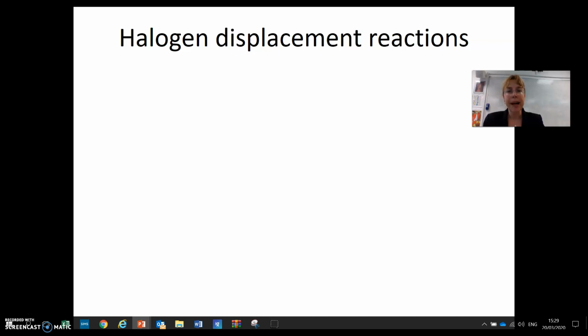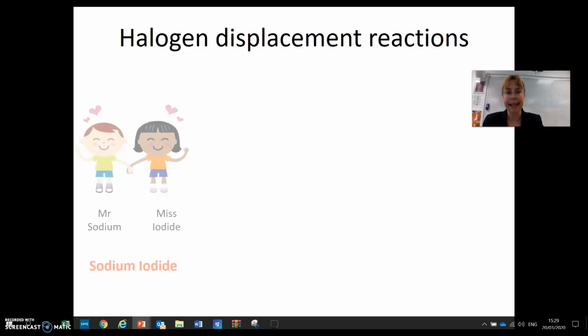We also need to know about displacement reactions. Now, we've come across displacement reactions when 2 metals are competing with each other. Halogens can compete with each other as well, and it's exactly the same principle.